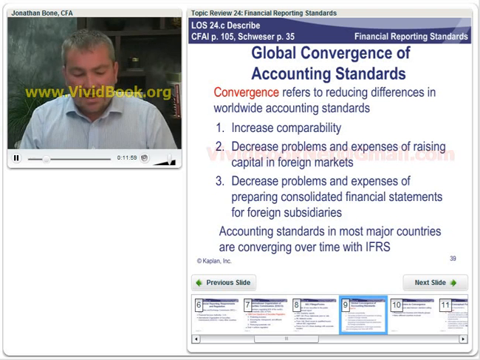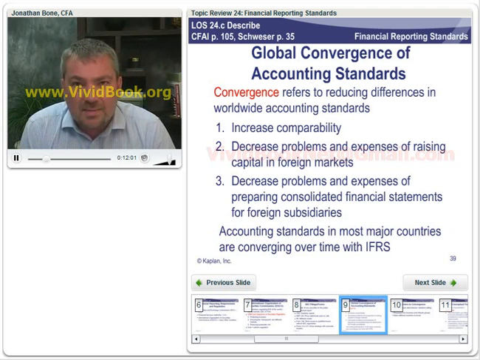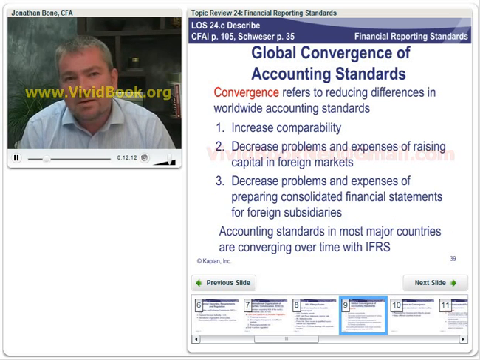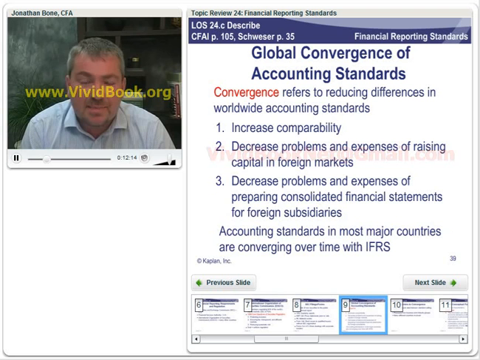Our next LOS asks us to describe the global convergence of accounting standards. Now, of course, what does convergence mean? Well, it essentially means harmonization, reducing the differences between them. And we've seen an awful lot of work between US GAAP and international accounting standards to reduce the differences.